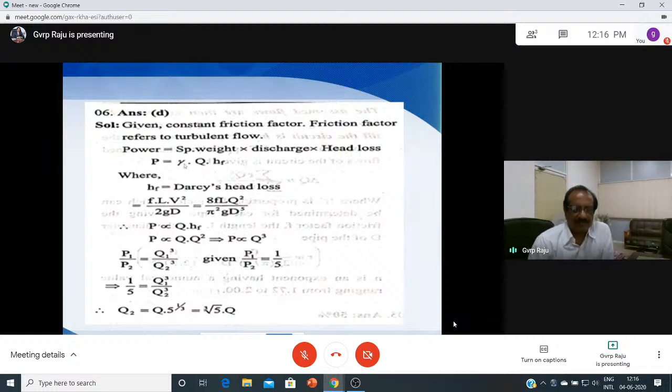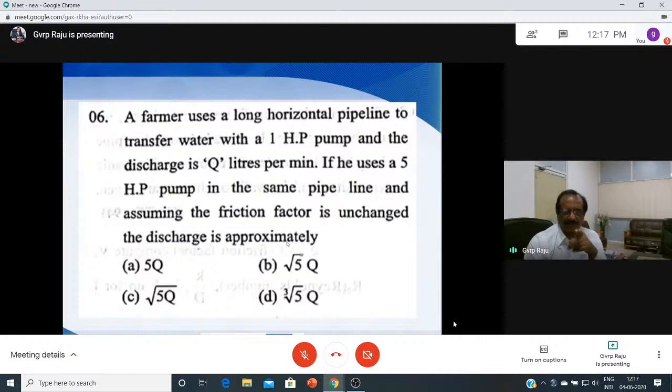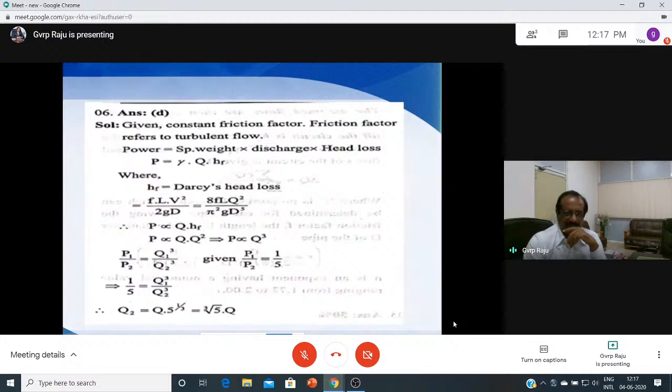Power is proportional to Q HF, and HF is proportional to Q square, so you can write indirectly P is proportional to Q cube. So P1 by P2 is Q1 cube by Q2 cube, and it is given P1 by P2 is 1 by 5. So P1 by P2 is 1 by 5 equals Q1 cube by Q2 cube, and if you simplify, Q2 is equal to Q into 5 to the power 1 by 3, which is the cube root of 5.